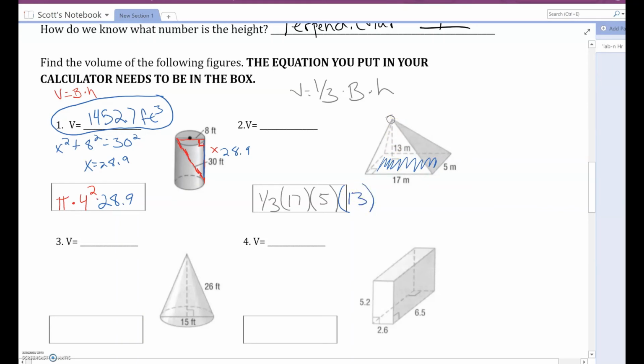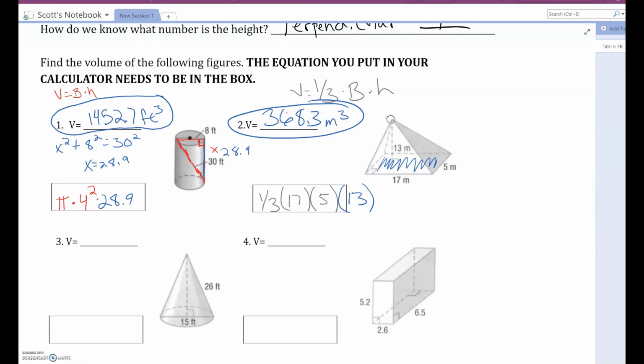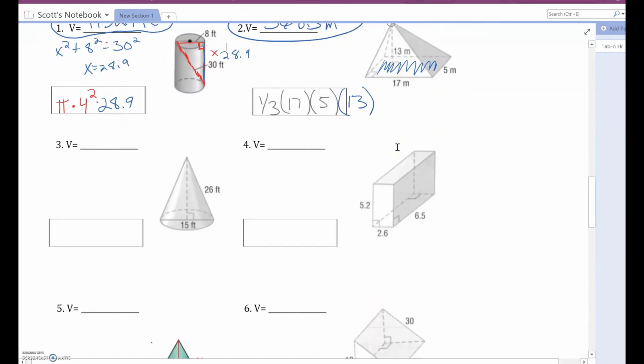Plug that all straight in your calculator. 17 times 5 times 13. Should get 368.3. That would be your total. This box down here just helps us know what you put in your calculator, because if you don't show that, we literally cannot help you.